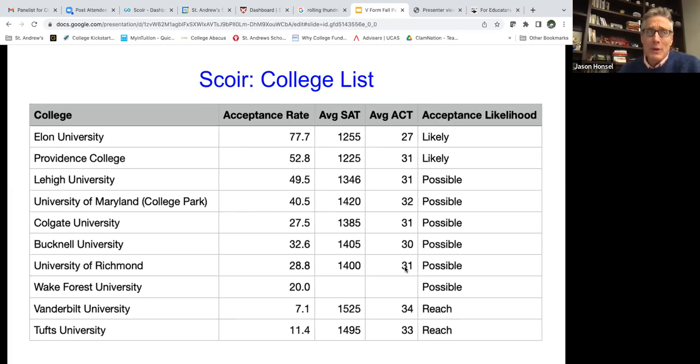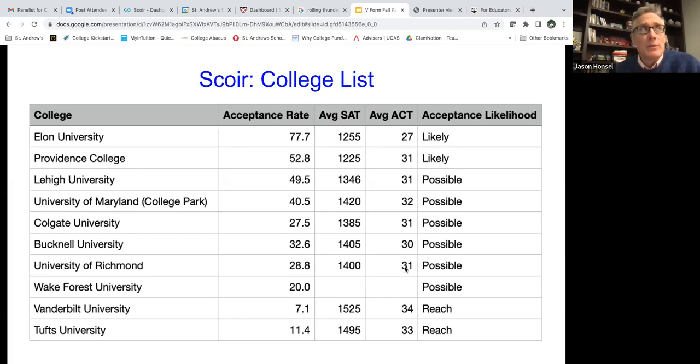One thing we recommend all students do is apply to their home state university. There are a lot of great state universities, and we think our students have a lot of success getting into those state universities. So we usually recommend that they apply to their home state university just to have as an option. For this student that we created, they have University of Maryland.